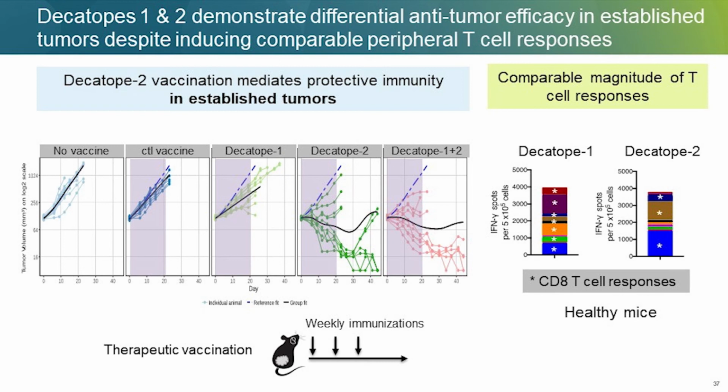If you look at the two decatopes, as I said earlier, they elicit a very similar T-cell response in terms of magnitude in healthy mice. They elicit a lot of different T-cell responses. Decatope 1 seems to be even eliciting a broader breadth of responses.